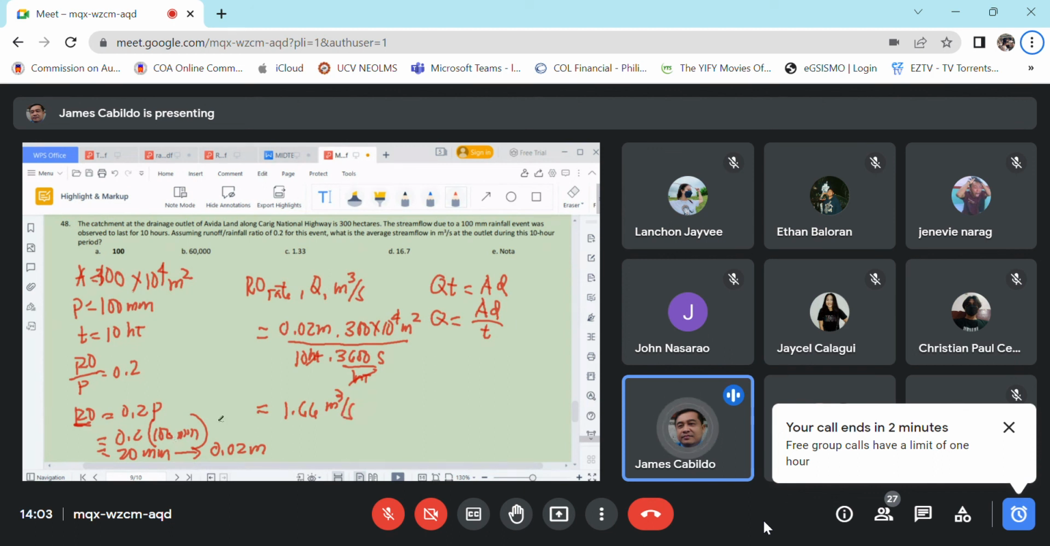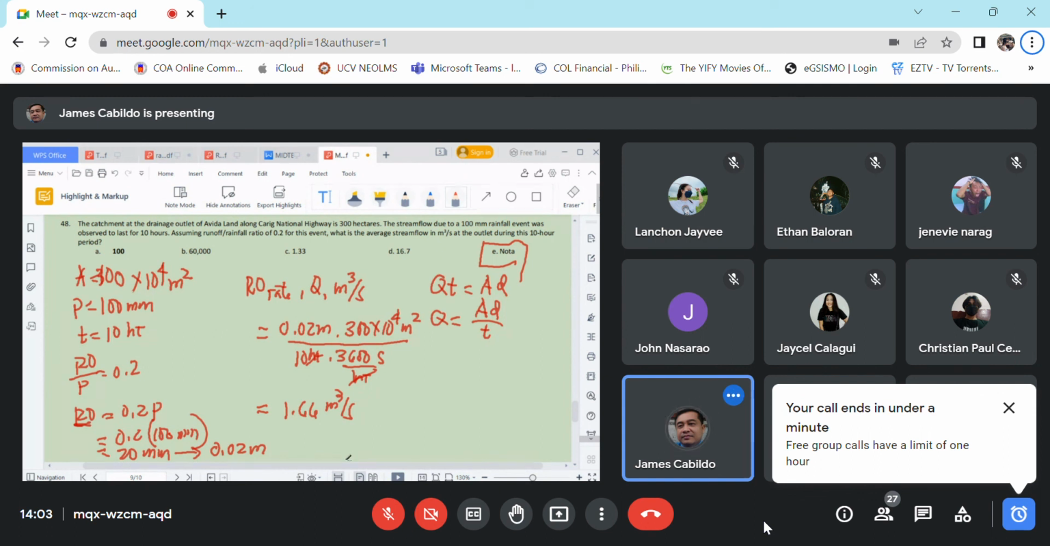So, ang answer dyan ay NOTA. Okay, none of the above. Tapos may nagtanong sa akin sa ibang section, Sir, ang nilagay kong sagot ko ay 1.66 cubic meters per second. Tama ba? Tama yung sagot mo na 1.66 cubic meters per second. Pero ang answer mo sa question should be none of the above. Kasi may choice tayo na none of the above. Okay?